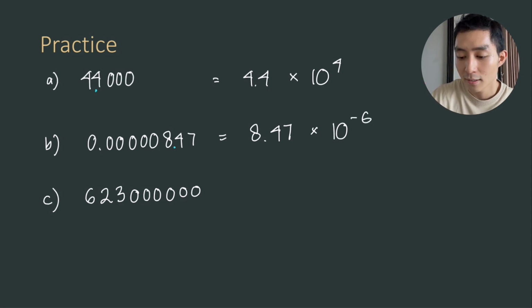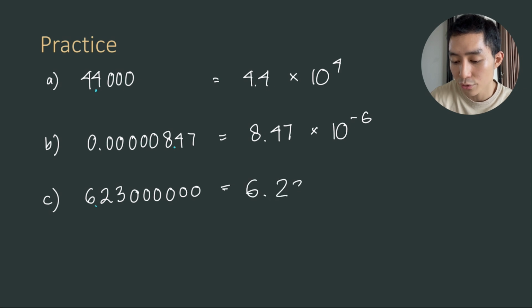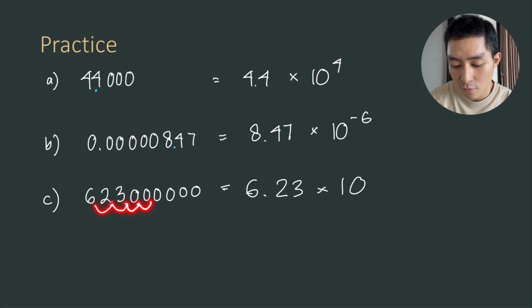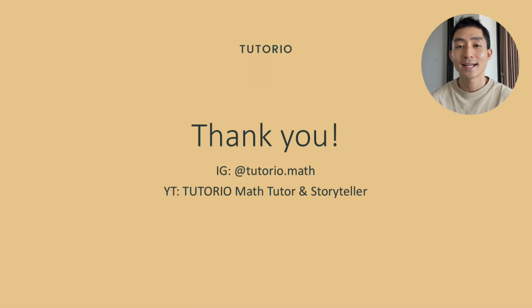For the last one, the first digit between 1 and 10 is 6. So we put a dot after 6 and we write it as 6.23. Now we look at how many tens it moved to the right side: 1, 2, 3, 4, 5, 6, 7, 8. And that's finished, so it will be 10 power 8. That is the short overview of scientific notation.